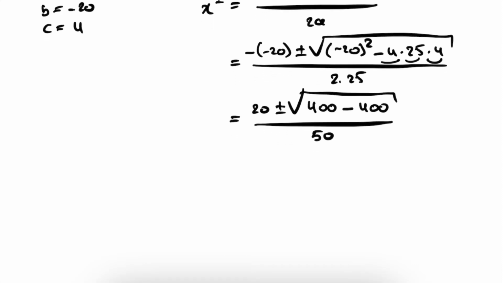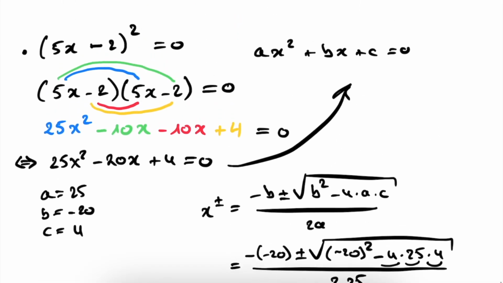So now we see that the square root here, we had these quite large numbers, just drops out because it becomes 0. So we get 20 plus minus 0 divided by 50, which is just 2 divided by 5. And we see that we only get one solution here because we have this plus minus 0. So we only get one solution.